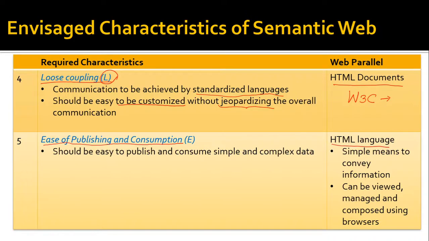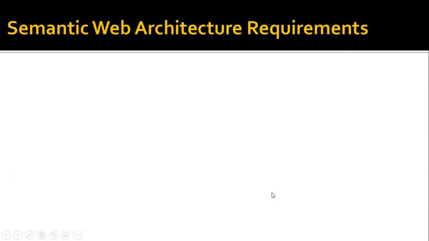So these are the five broad characteristics that we want to have in the semantic web. The first thing is simple and easy representation. The second is a distributed system. The third one is the ability to cross-reference. The fourth one is loose coupling, and the fifth one is ease of publishing, right?